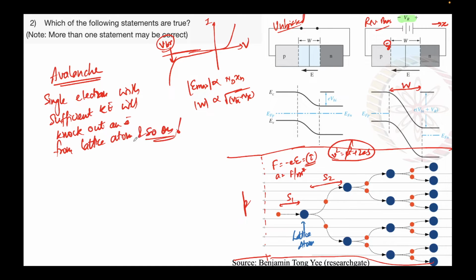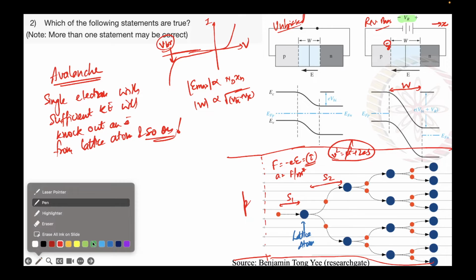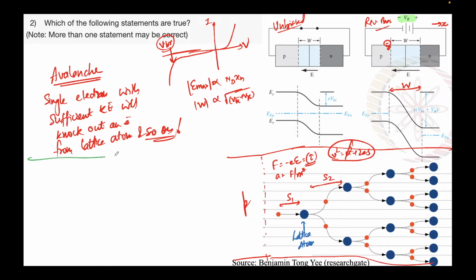Now the question, if you recall, was the dependence on temperature. So how does it depend on temperature? Let's see that now. I'll analyze temperature in the green color now. So till now I've established what avalanche is. Now let's see, as temperature increases, what's going to happen.